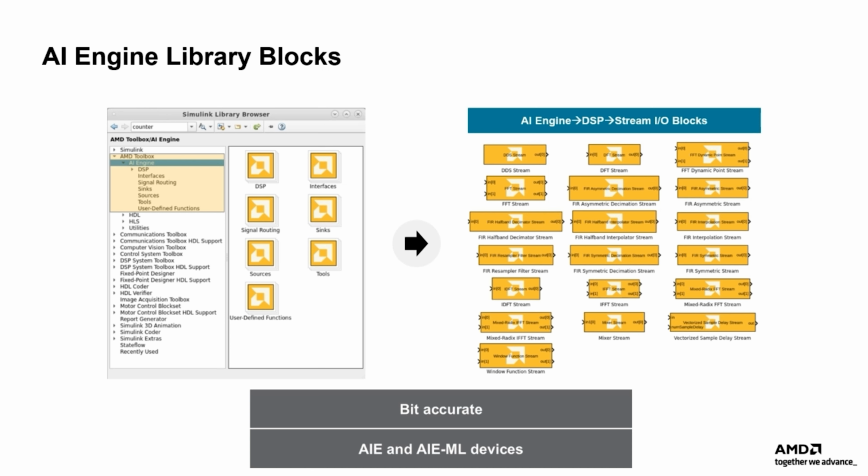Once your AI Engine design is ready using these blocks, the tool uses an x86 simulator to run simulation for faster verification, which is bit accurate, but not cycle accurate. The tool can also transform your AI Engine design specification into a top-level connected graph to implement AI Engine-based devices.